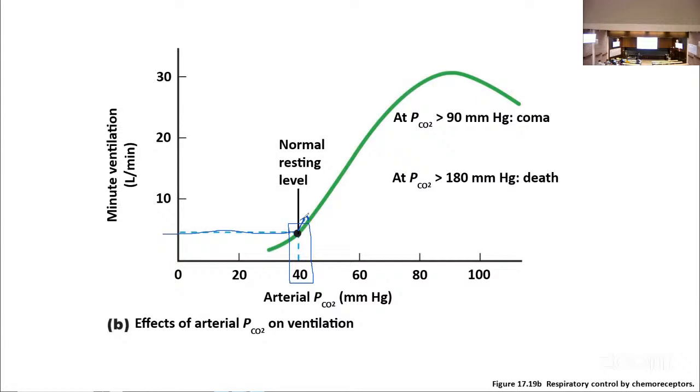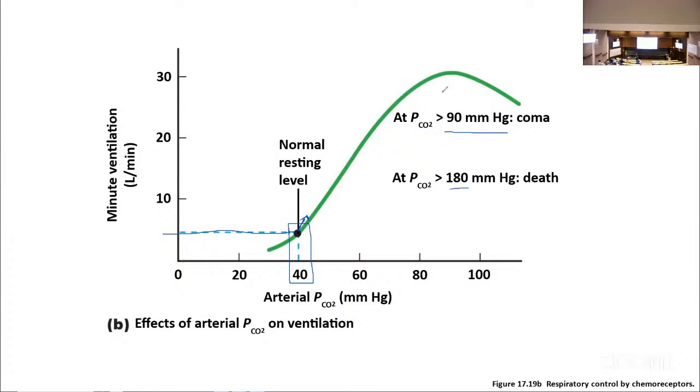So as soon as we start to see rises in carbon dioxide in your systemic arteries, you are immediately, hopefully, going to start breathing more quickly and more deeply in order to breathe off that excess carbon dioxide. This is because if you get up to 90 millimeters of mercury of carbon dioxide, you're going to go into a coma. And if you get above 180, you are going to die. So this is that immediate problem of changes to carbon dioxide levels.